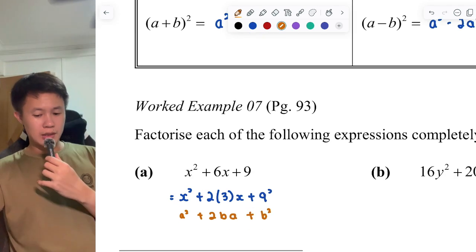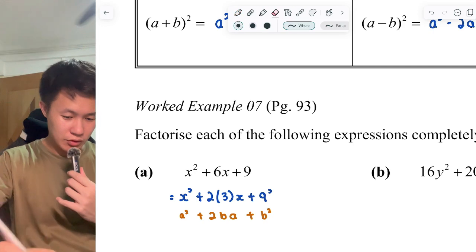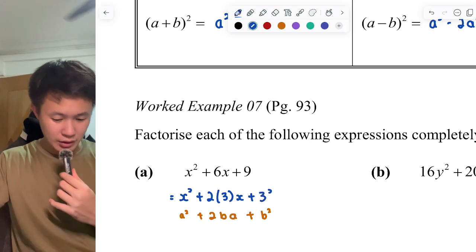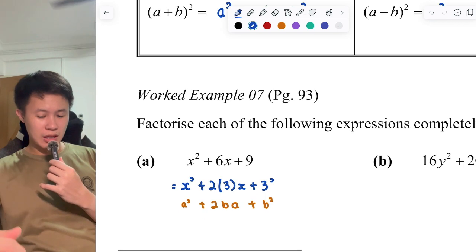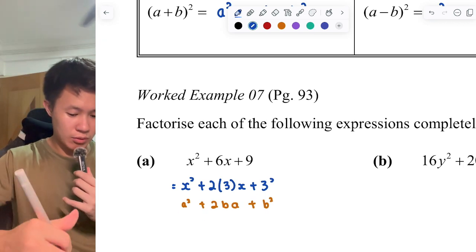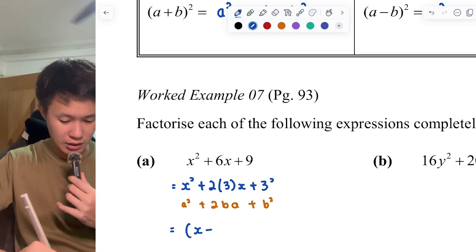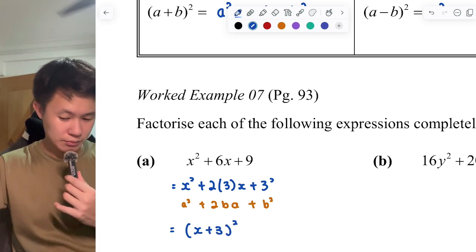Right? Can you see the... Sorry, I wrote wrongly. It should be 9 squared. It should be 3 squared over here. Okay, and so from here, once you are able to write it in this form, you can straight away simply write it as a plus b, which is just (x plus 3) bracket square.